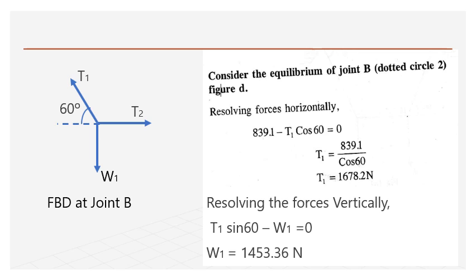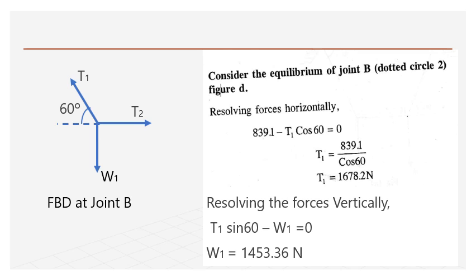Again applying the condition sigma V is equal to 0: the vertical component of the force T1, which we have just found, T1 sine 60 minus W1. W1 is directly acting vertically downward, so its vertical component is the force itself. So W1 is 1453.36 Newton. Please keep your notes and solve these problems. It will be checked. All these problems should be in your notes.